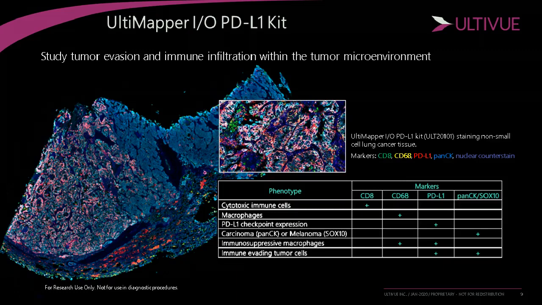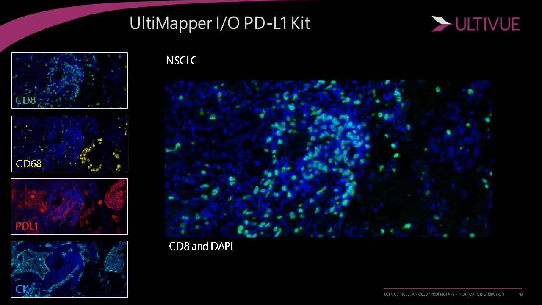Now, being PD-L1 the focus of this webinar, I'm going to show you a little bit in more detail what the PD-L1 UltiMapper IO kit includes. This includes CD8, CD68, PD-L1, and the tumor marker, being in this case pancytokeratin, and the nuclear counterstain, of course. With this panel, you can basically identify all the cells that express PD-L1, either immune cells or tumor cells, and then the cytotoxic T cells that express CD8.